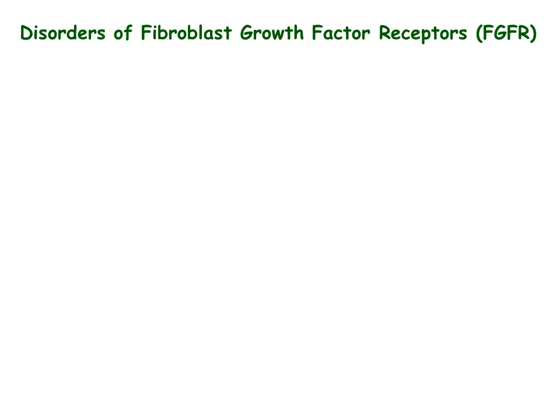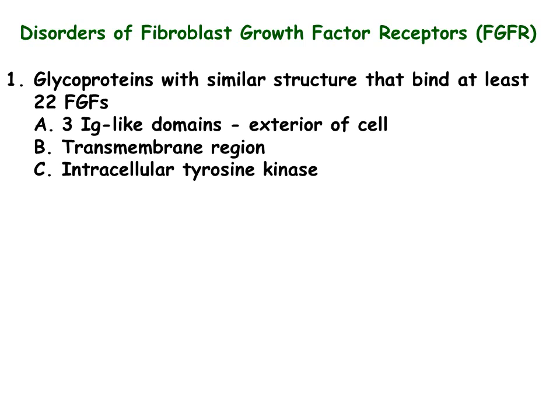Let's take a very brief look at disorders due to mutations in fibroblast growth factor receptors. Now the receptors are glycoproteins, so they just have sugars attached to them. They all have a similar structure, and they bind to at least 22 different fibroblast growth factors. Those are the signaling molecules. On the exterior of the cell they have what they call immunoglobulin, Ig-like, domains. They just have a particular shape.